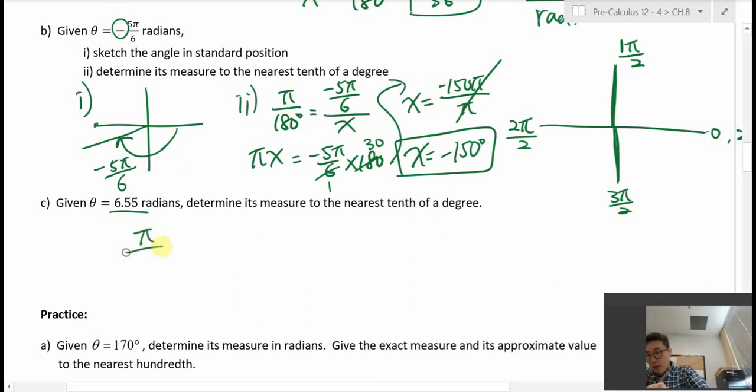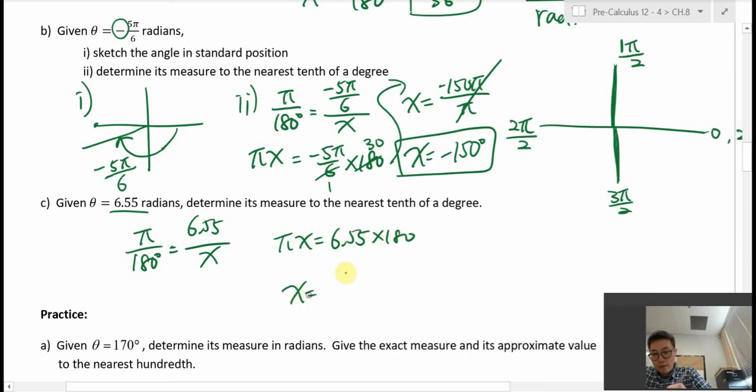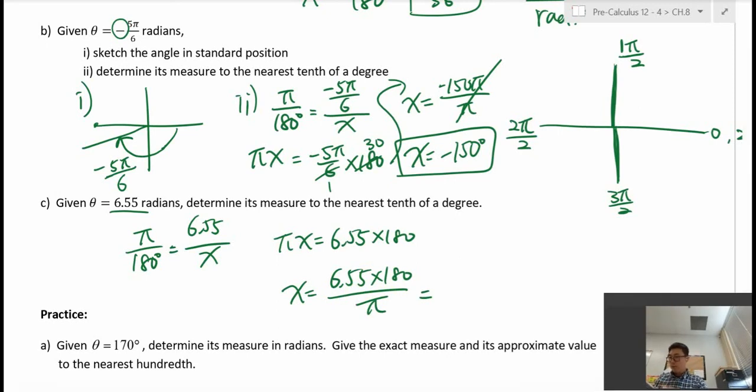So same thing, pi over 180 should equal 6.55 divided by x. So pi x is equal to 6.55 times 180. Therefore, x is 6.55 times 180 divided by pi. Put this into the calculator. We should get 375.3 degrees. Okay, so hopefully this is not too difficult for you right now.